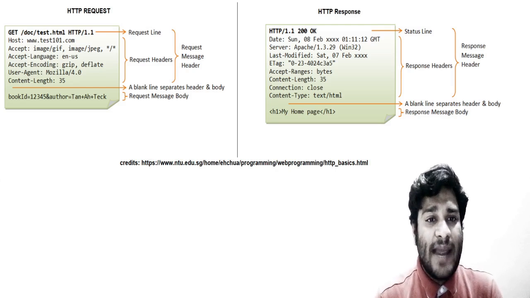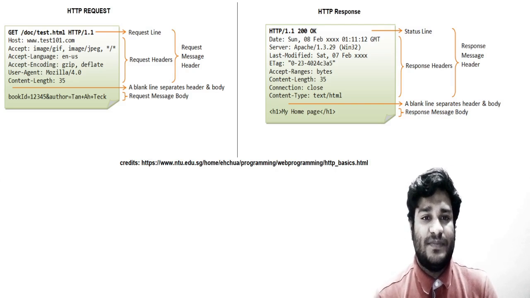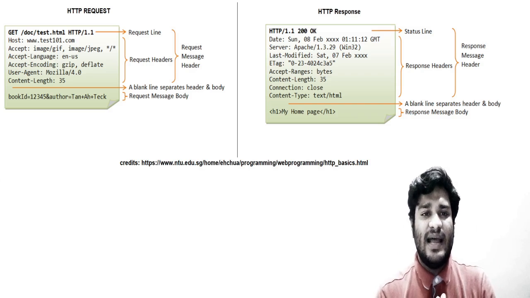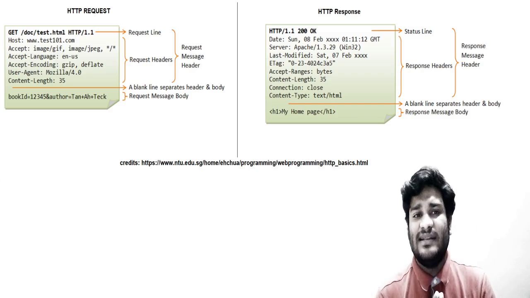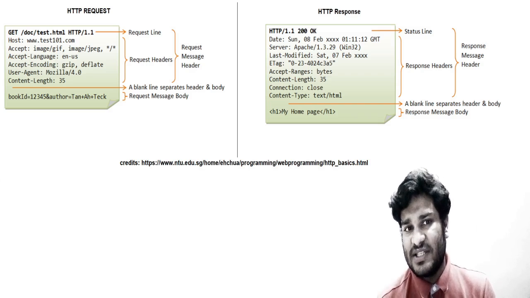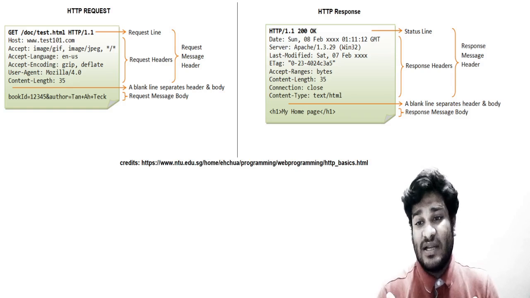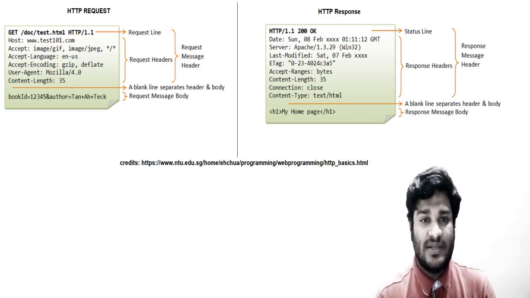Then the encoding type, gzip or deflate. Again, do not go deep into these things. Just try to understand that these are things which tell you about the content or the request, some extra information about the request, right?